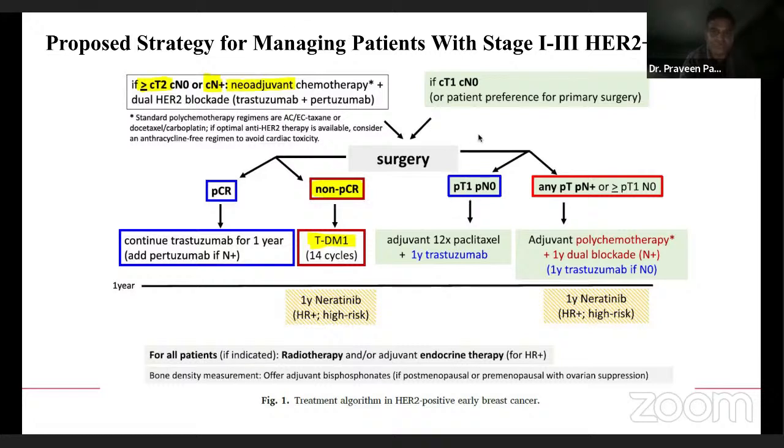If upfront surgery has been done, for early stage like pT1 up to 2 centimeters, we can use the APT trial strategy: weekly paclitaxel for 12 weeks plus 1 year of trastuzumab. But if the tumor is node positive, use chemotherapy, either TCH or TCHP. When node positive, use pertuzumab in combination with the chemotherapy.